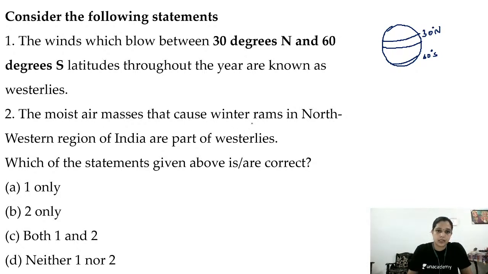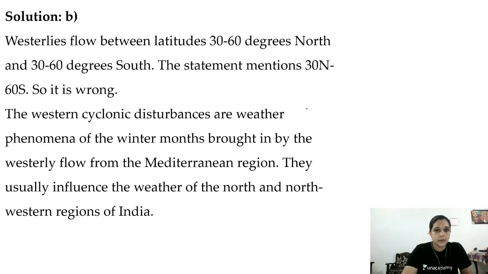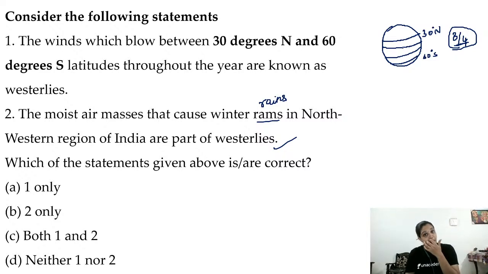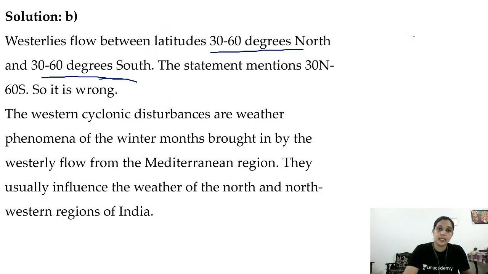The moist air masses that cause winter rains in the northwestern region of India are part of Westerlies. This might be right. But the first statement is wrong because 30° to 60° north and 30° to 60° south can become the answer, but 30° north and 60° south is like covering 3/4 of the earth. You have the same planetary event. We have different tropics, and then you have subtropics, and then you have temperates. So the answer here is 30° to 60° north and 30° to 60° south.